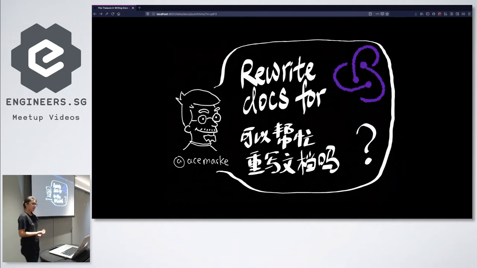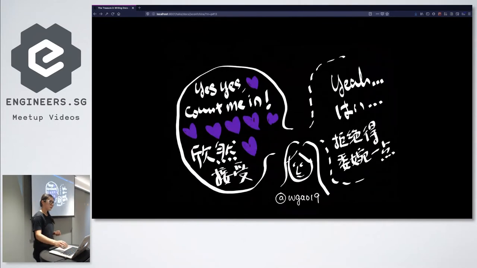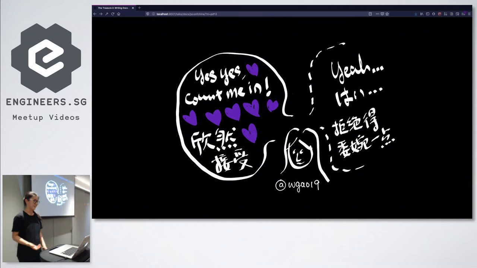And that's where I met Mark. He is a maintainer of Redux. He was also there. And at some point, he mentioned that he was looking for people to work on the project to rewrite docs for Redux and React Redux, and asked if people were interested to help. What would your answer be?